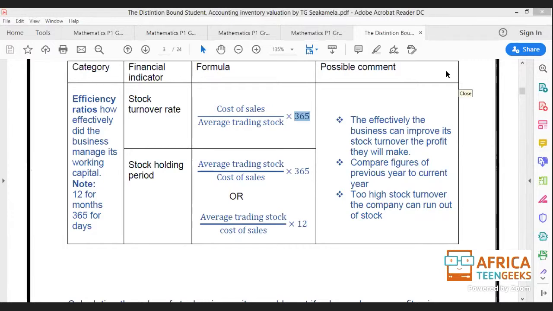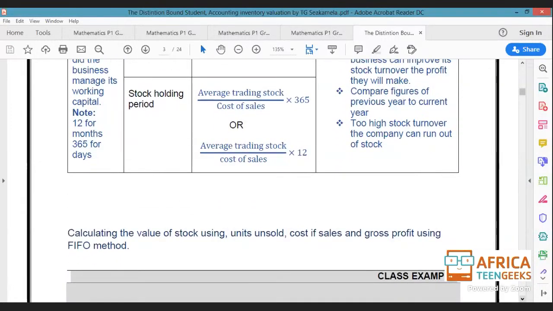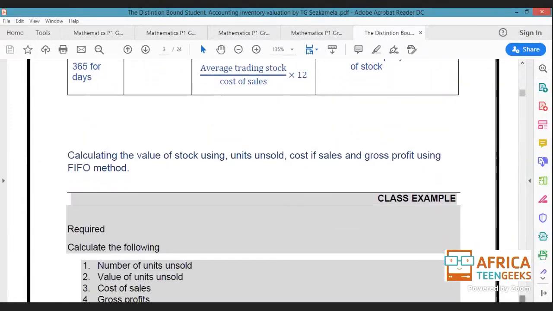Right. All right. Let's move on. So now it says calculating the value of closing stock, of closing stock using units unsold, cost of sales, and gross profit using FIFO method, right? Remember, we're still under FIFO method. We said first in, first out. The stock that you bought first is the stock that will be sold first.